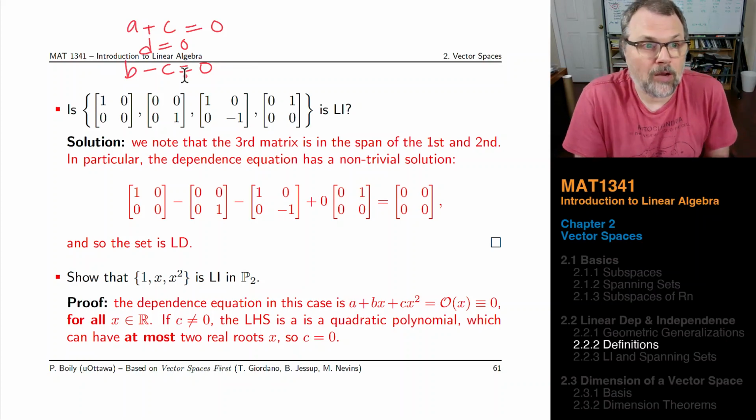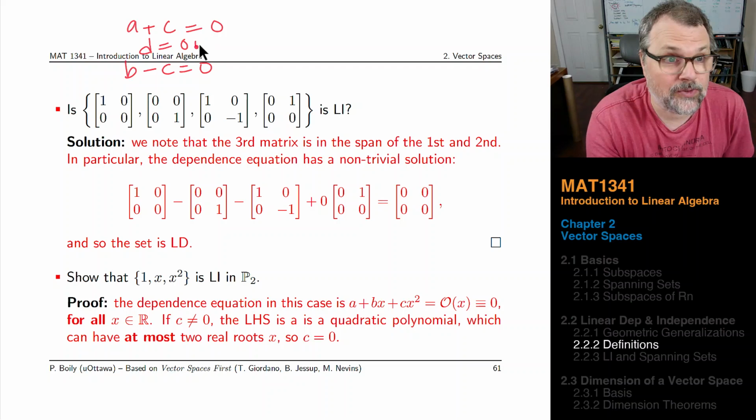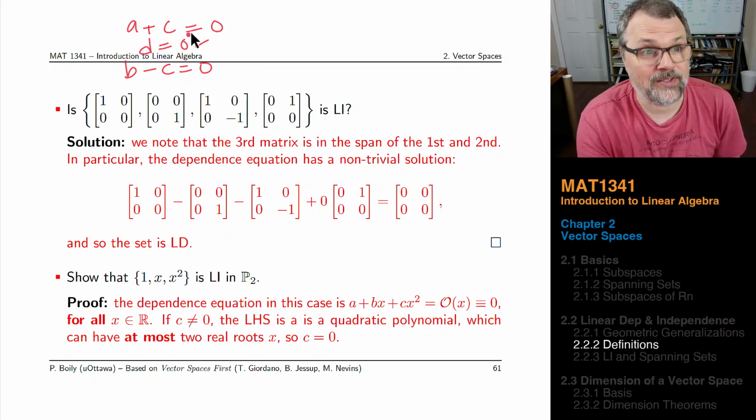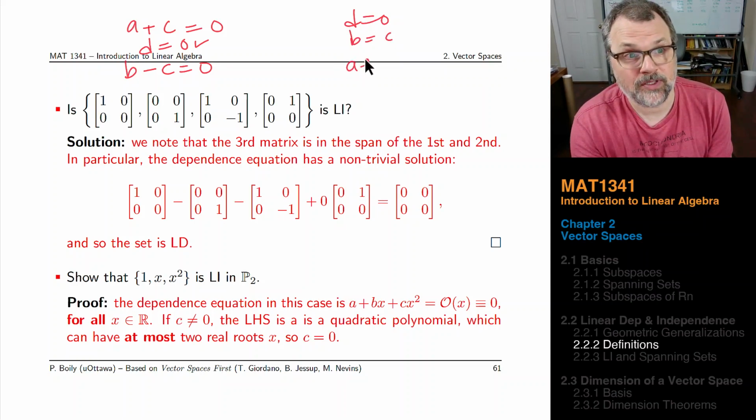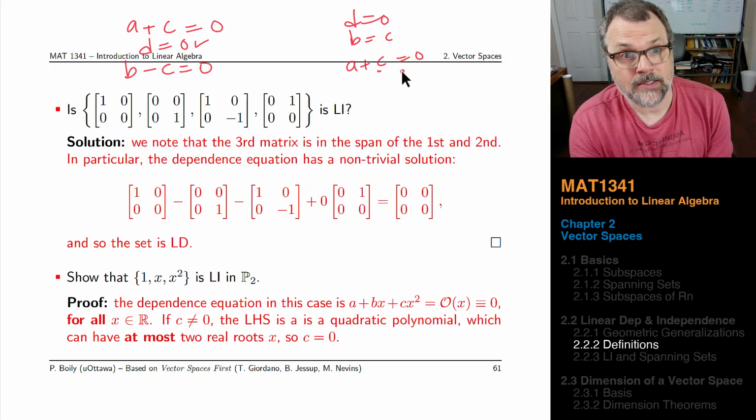Well, it's not super complicated. D is equal to 0, so that's given to us. And then we have A plus C is equal to 0, and B minus C is equal to 0. So we can say, all right, B is equal to C. Great. So we have D is equal to 0, B is equal to C, and the next one is A plus C is equal to 0. Yeah, so we're like this. What can we do here?